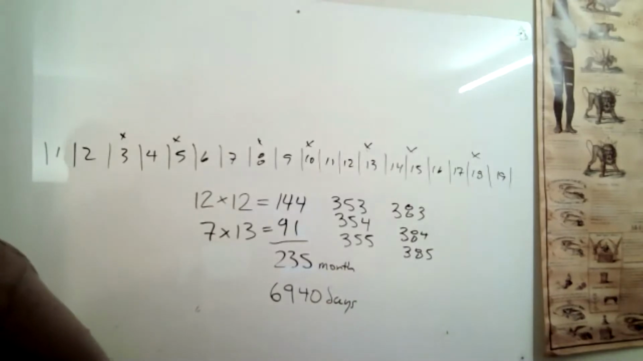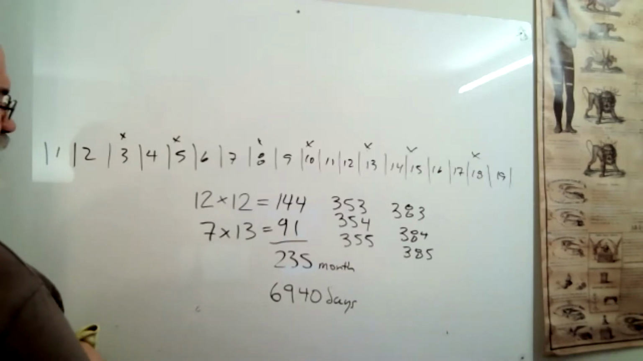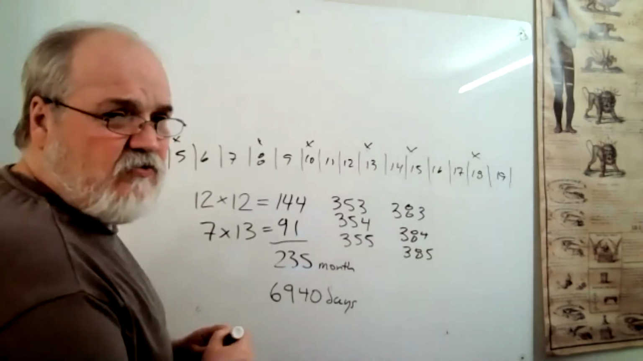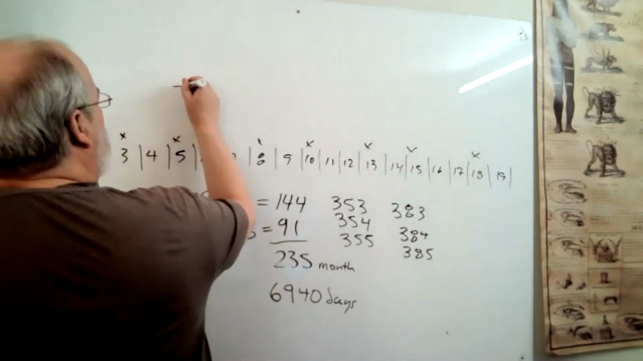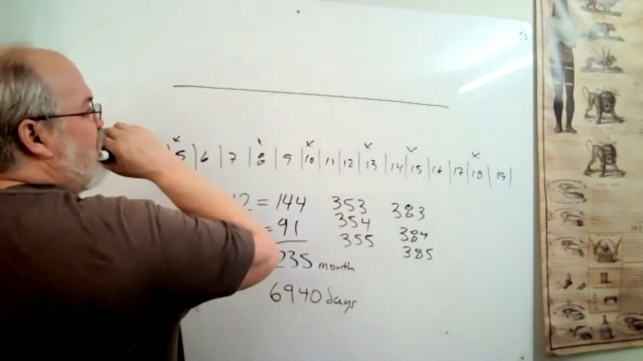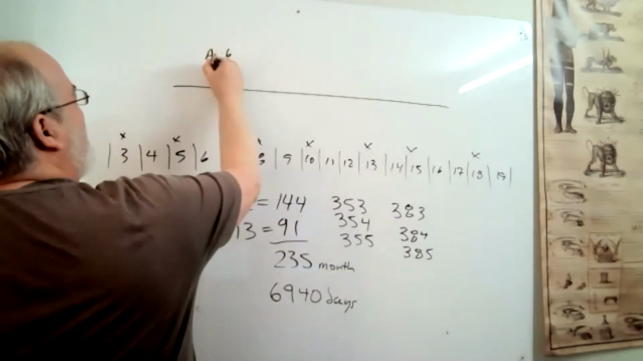So this number becomes significant. And it shows up, this Metonic cycle, in our lines. Now, I'm going to go to Hiroshima. So when did the bombing of Hiroshima occur? August 6th, 1945.